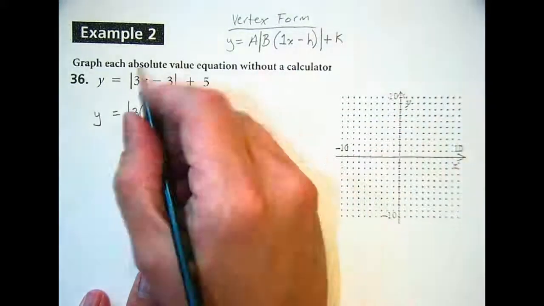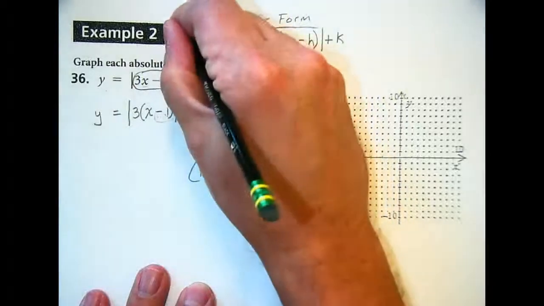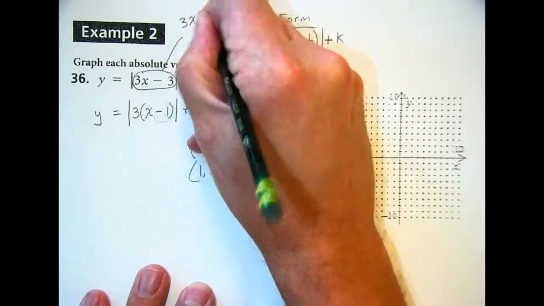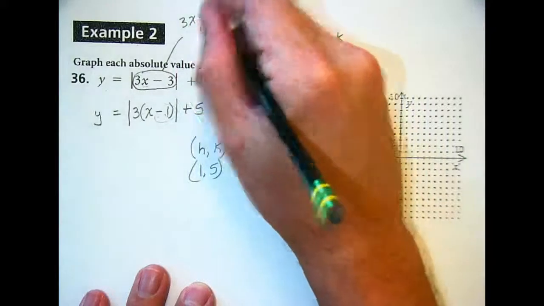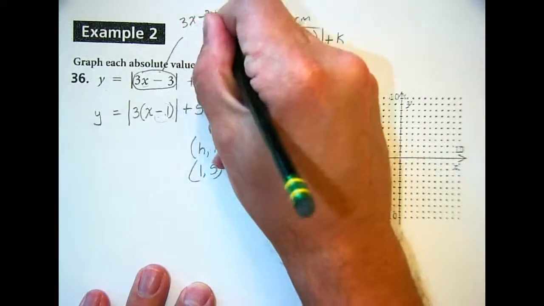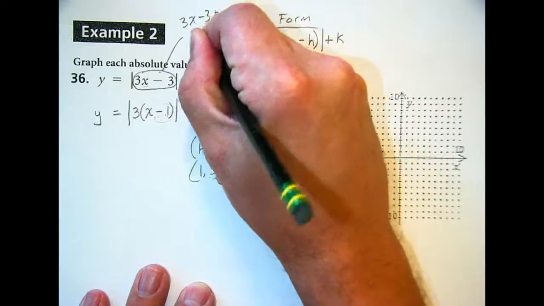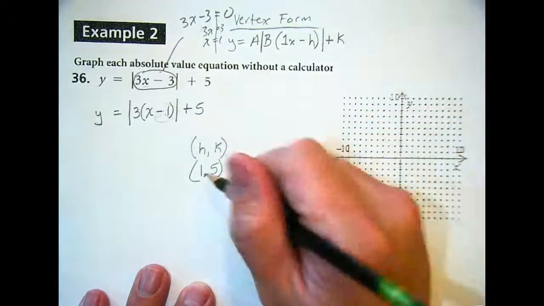The other way you could have done it, some of you are like, I didn't even do that, and I still got the same thing. I just made 3x minus 3 equals 0. Well, that's okay. Remember, you can do that. You can add 3 to get 3x equals 3, and then x equals 1. That would have been fine as well. Still would have given you 1, 5.